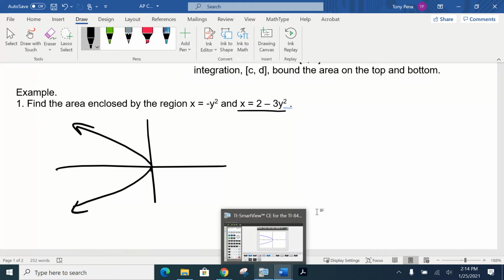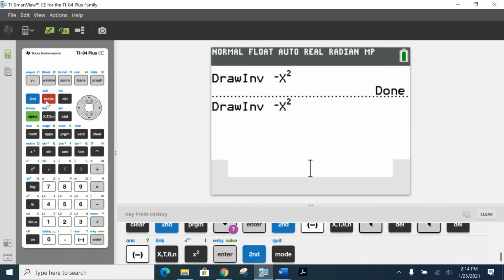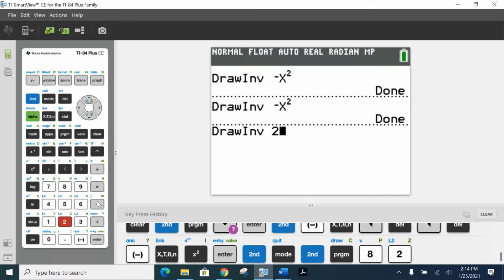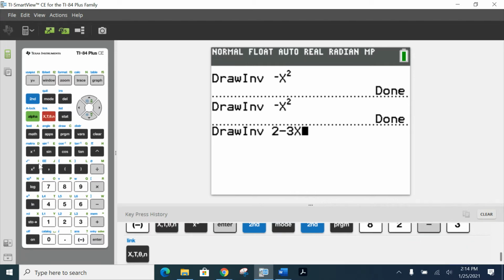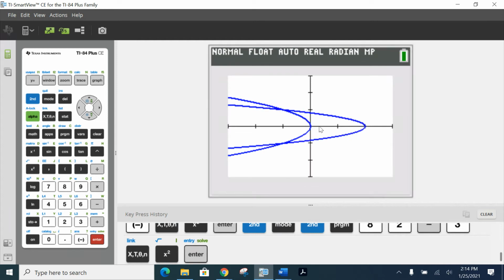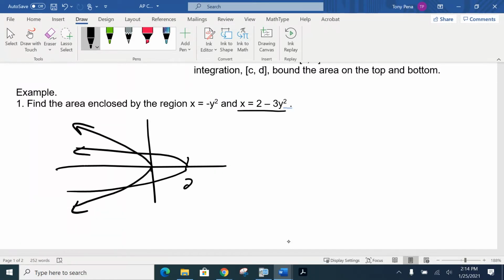So this should, when you do all that, I'll go through it one more time. So quit. Second, draw number 8, and then now we want 2 minus 3x squared. There you go. Looks like a rocket ship taking off the screen there. All right, so let me draw that in. So our vertex is here too. And this is our graph. So this is the negative y squared.